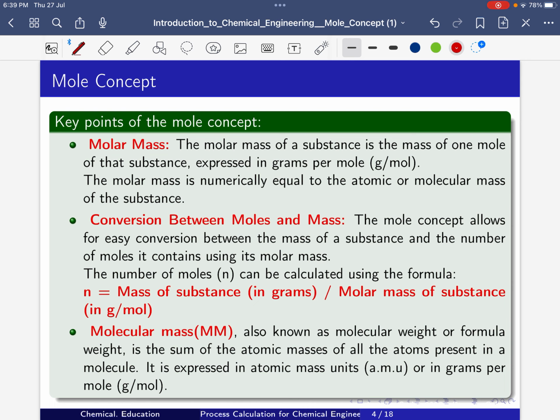Now conversion between moles and mass. The mole concept allows for easy conversion between the mass of a substance and the number of moles it contains, using the molar mass. The number of moles n can be calculated using the formula: number of moles equals mass of substance in grams divided by molar mass of the substance in grams per mole. Now coming to molecular mass. Molecular mass, also known as molecular weight or formula weight, is the sum of the atomic masses of all atoms present in a molecule. It is expressed in atomic mass units (amu) or in grams per mole.